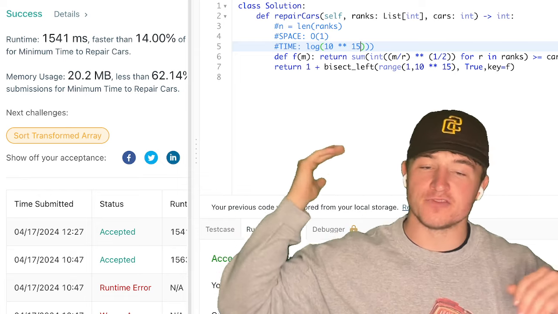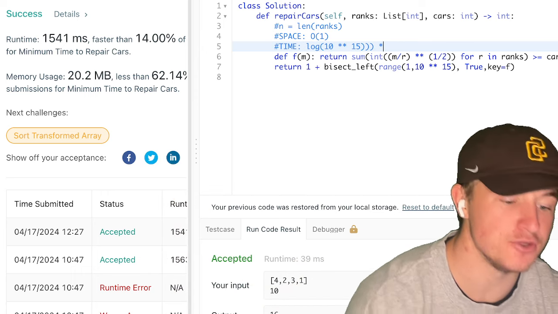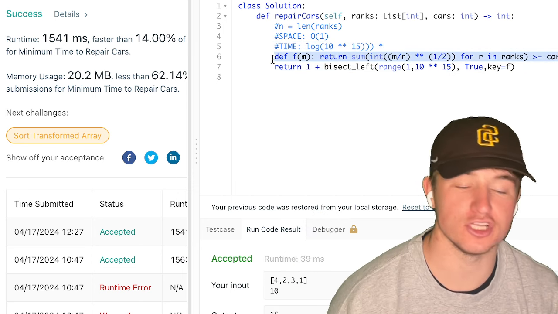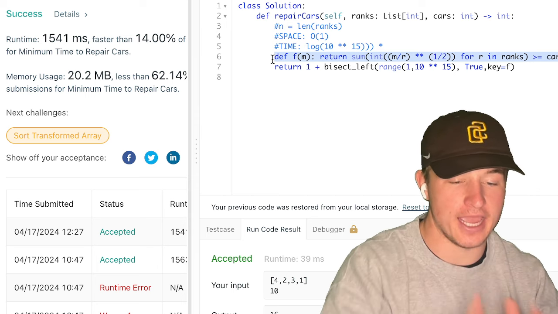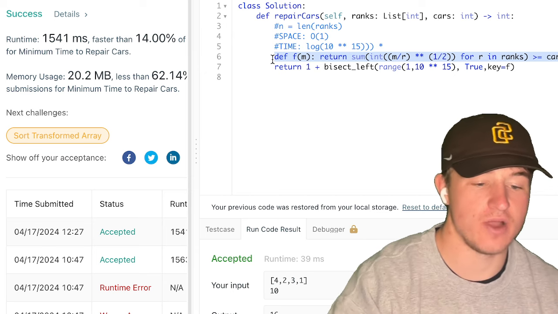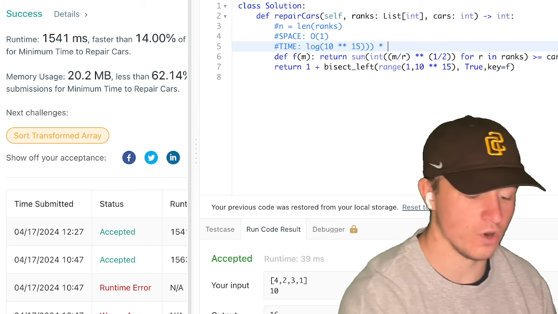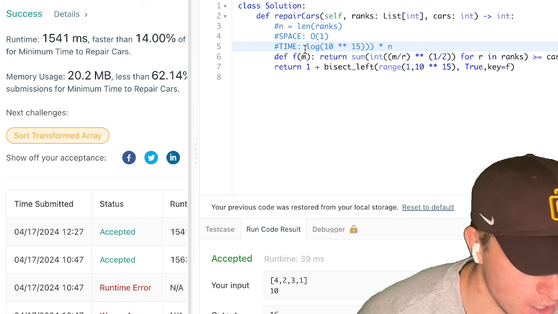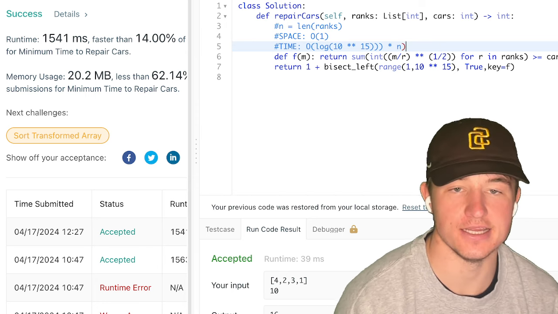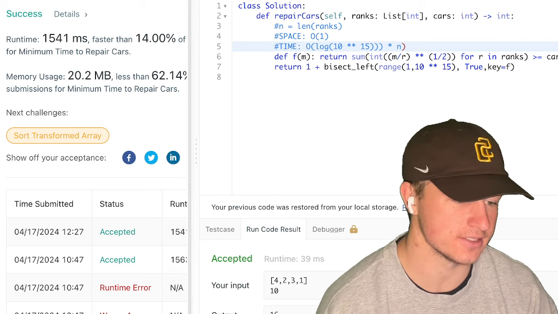on the space from 1 to 10 to the 15 to try to find the optimal number of minutes to do something. But then every time you do that log operation, you need to determine if your solution works. So you have to look at all n elements to determine, okay, I have n ranks. Let me figure out if this works for the given minutes. So every log operation, you have to do n operations to figure out if it works. So that's times n. Okay, so that's big O of log of 10 to the 15 times n, which is technically big O of n if you call that log term a constant, but that's a little bit weird.